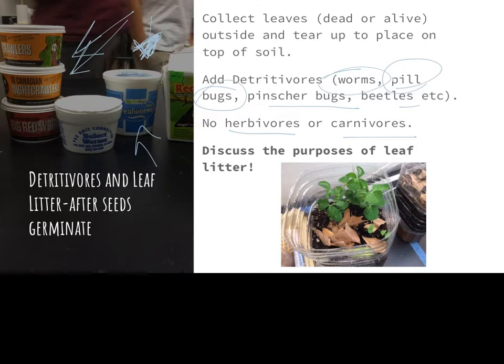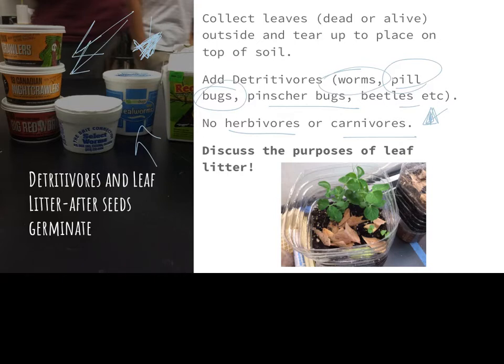So no herbivores. Carnivores, like spiders or ladybugs. Well, first the ladybugs will fly away. And secondly, they need to have food. So you can't put a spider in because there's no food and the spider will actually leave.